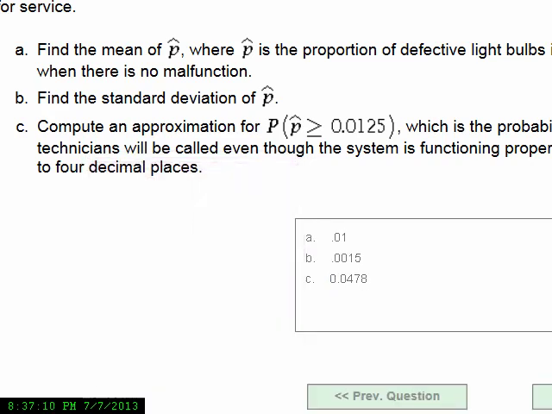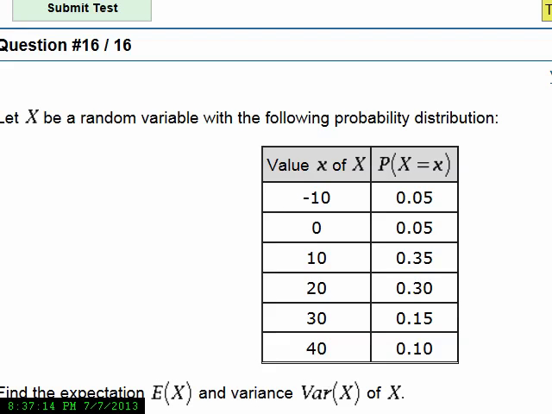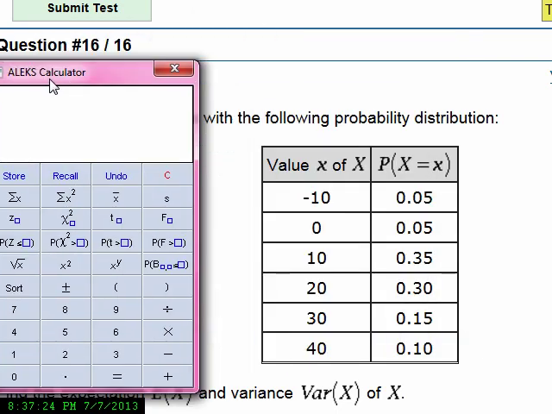All right, last question. Oh, yeah, we love it. That's a nice one. To find the expected value, just multiply the value of the random variable times the probability. So I'm just going to put the calculator right there.